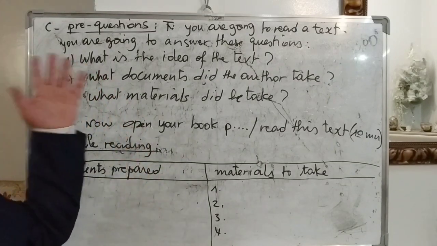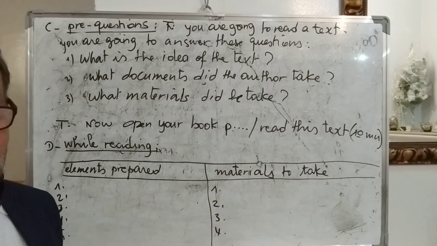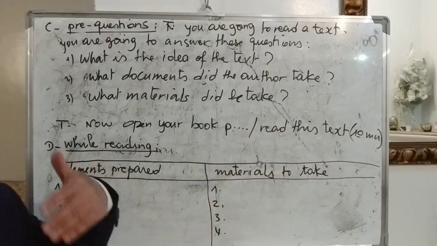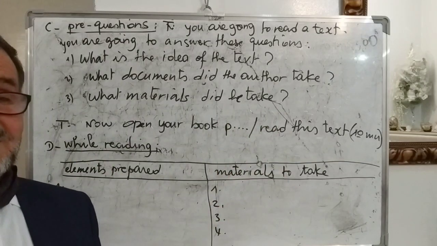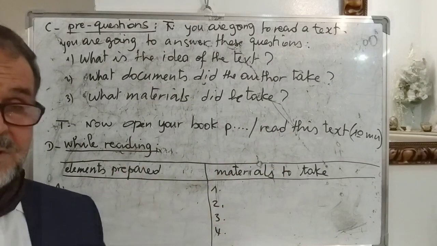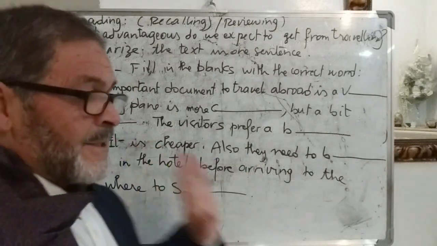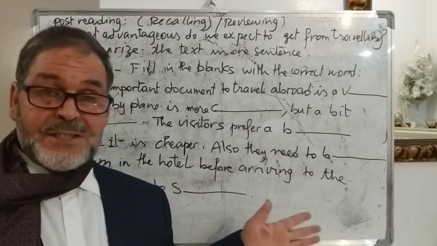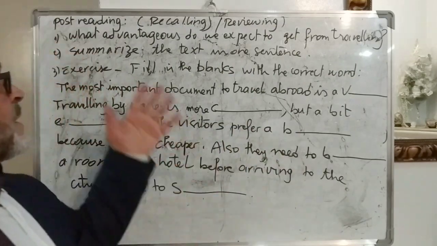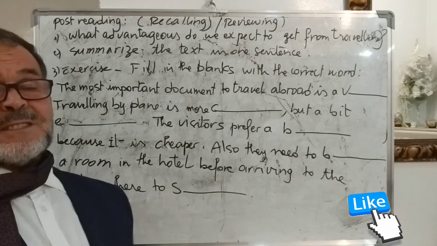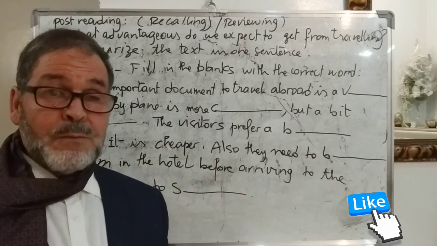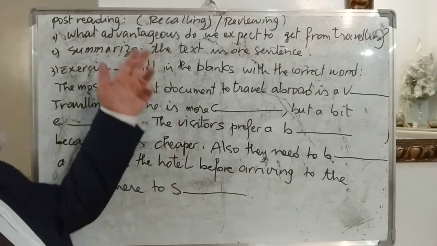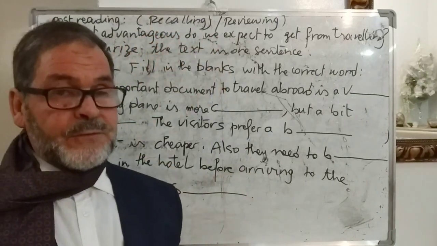We have here pre-reading questions, or pre-questions. Then we move to while-reading. Now we are going to move to the last stage. It's post-reading. This is the last stage, after finishing reading the text. So what exercises are we going to give to the students? Maybe as homework, or they can do them in the classroom. It depends on the time we have. So we have recalling and reviewing.